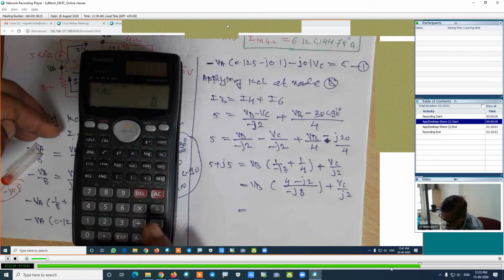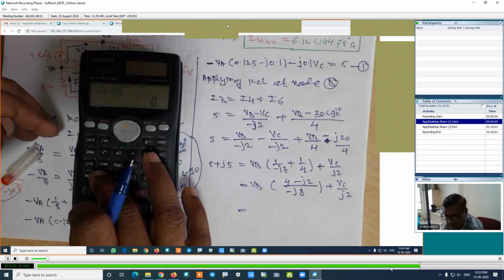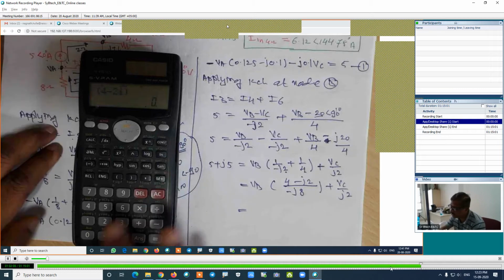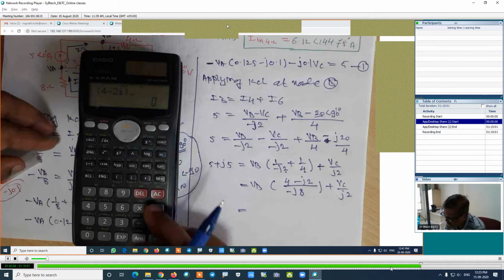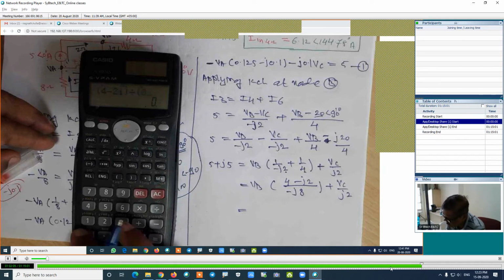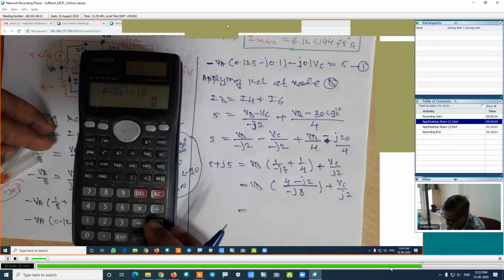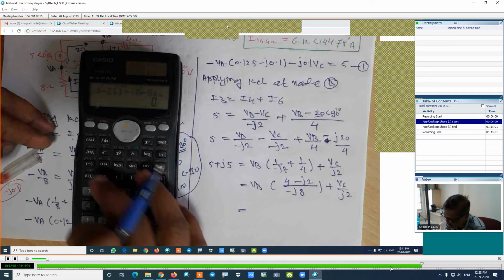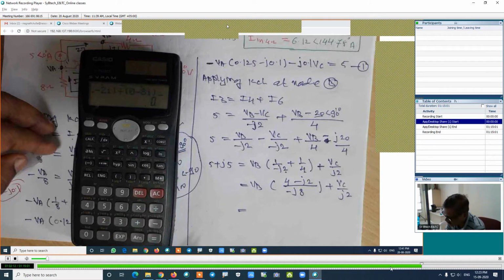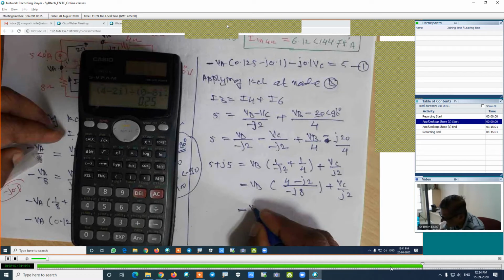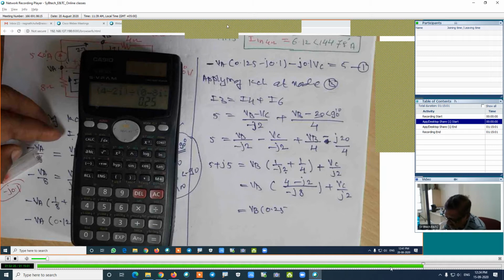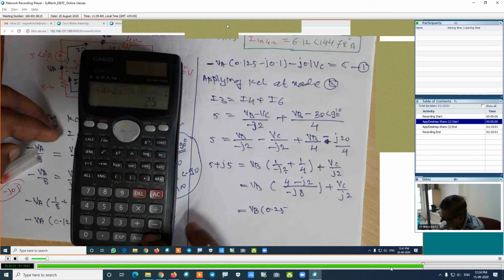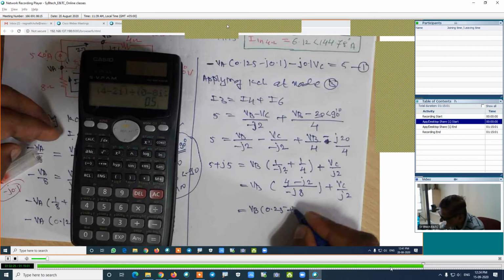This is 4 minus 2i. I will close this bracket. 4 minus 2i, this is divided by bracket start 0 minus 8i. Close the bracket. Put is equal to sign. That is imaginary part, real part. This is VB in bracket. This is 0.25 is the real part, and that is the imaginary part, which is plus j0.5.